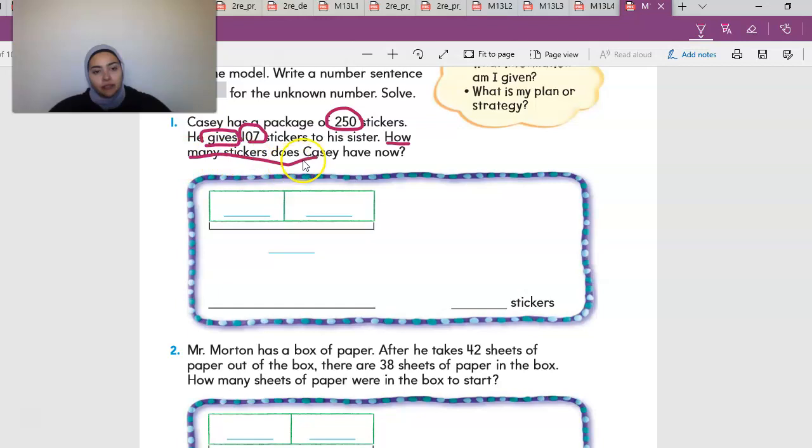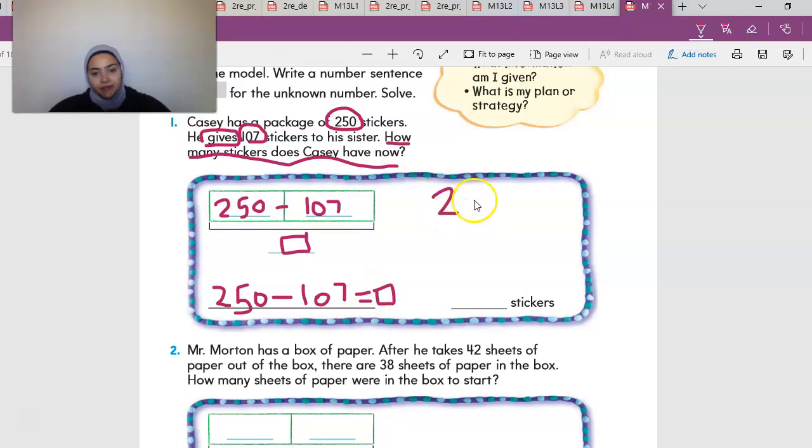So we are going to model the problem. Cassie has 250 stickers. I'm going to write that number here. He gives 107, take away 107. How many does he have now? Equals empty box. So my number sentence will be 250 take away 107 equals empty box.